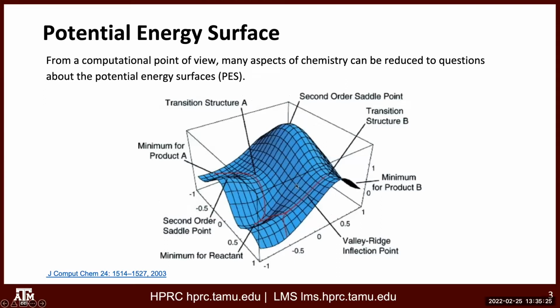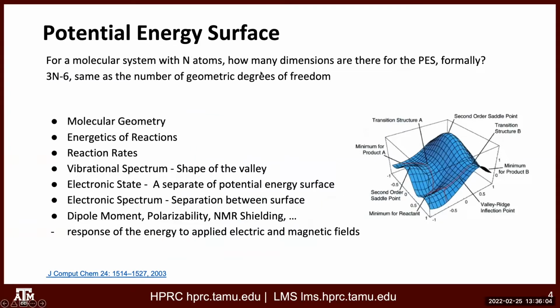What is now showing on the screen is a potential energy surface. From a computational point of view, many aspects of chemistry problems can be reduced to questions about the potential energy surface. It's like a hilly landscape with valleys, mountain paths and mountain peaks. Since we live in a 3-dimensional world, most of the potential energy surfaces you see are 3-dimensional, but the dimensionality of it is definitely much more than that.